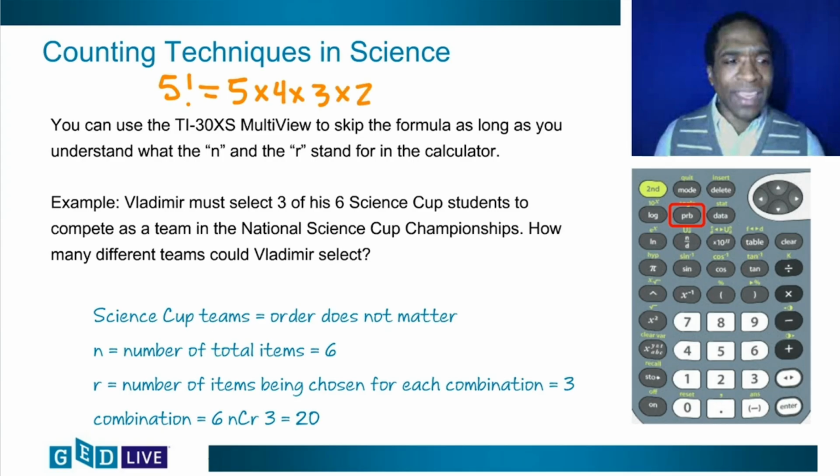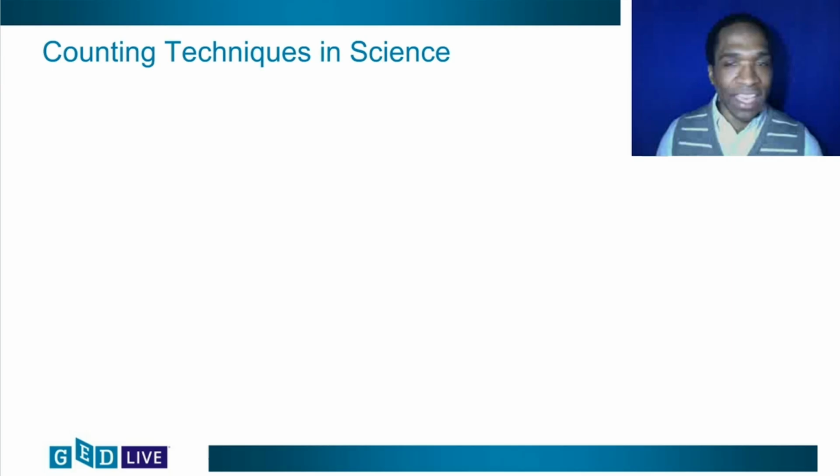So when they give us the n factorial, the r factorial, that's what it means. You put the number in for N and R, and if you are to expand this on your own, that's the way to do it. Okay, so let's continue with counting techniques in science.